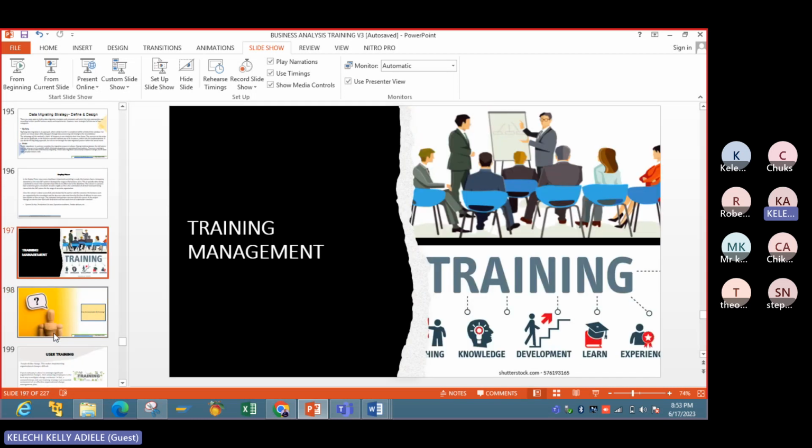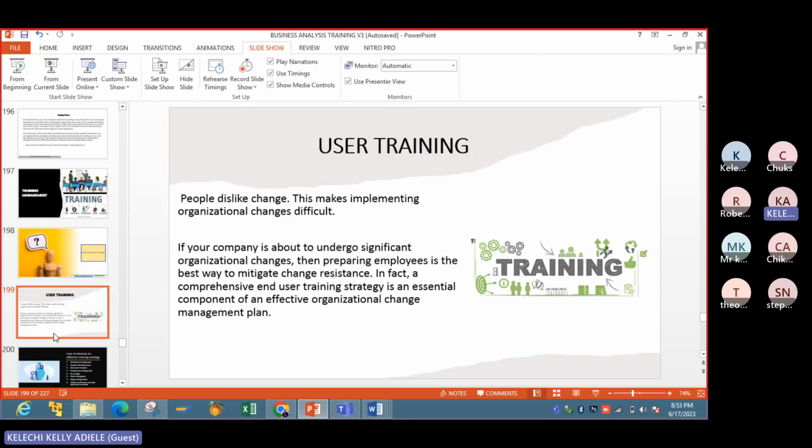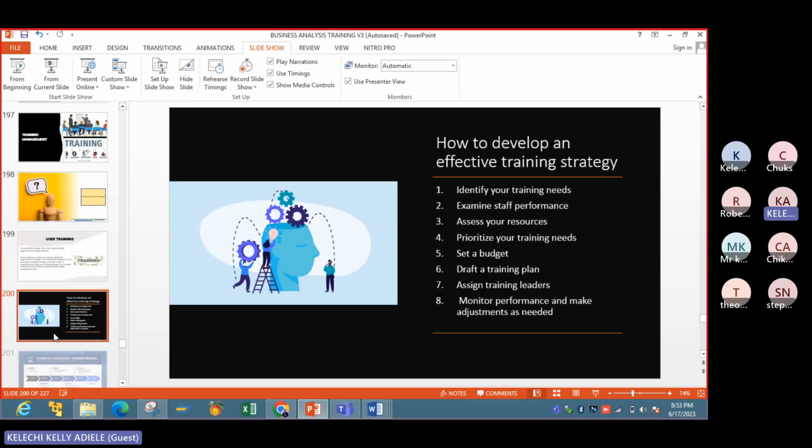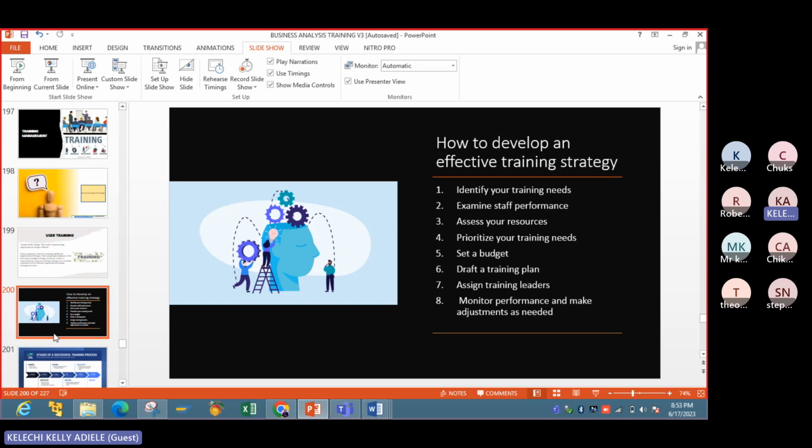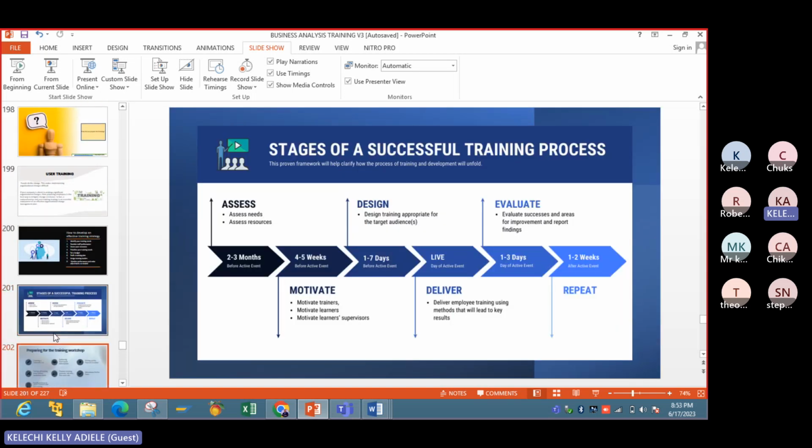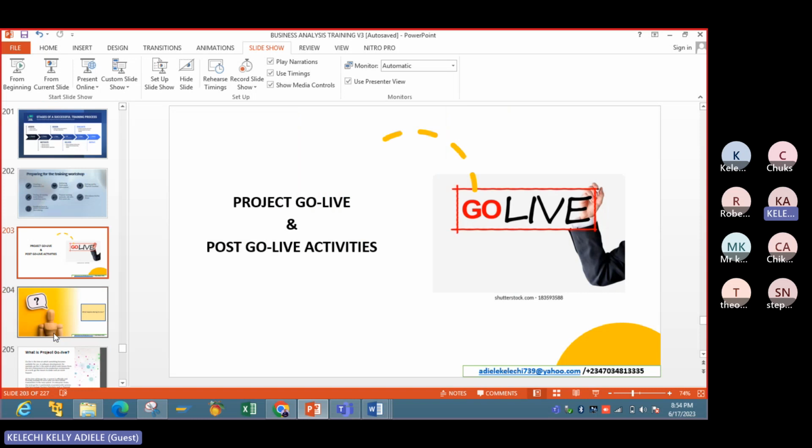Then we have training management, right? So how do you plan for training? If you're going as a BA and you're going to be supporting the training, then you need to also understand what user training is, how to come up with a training strategy, and what the contents are. Then we'll now go to go live.